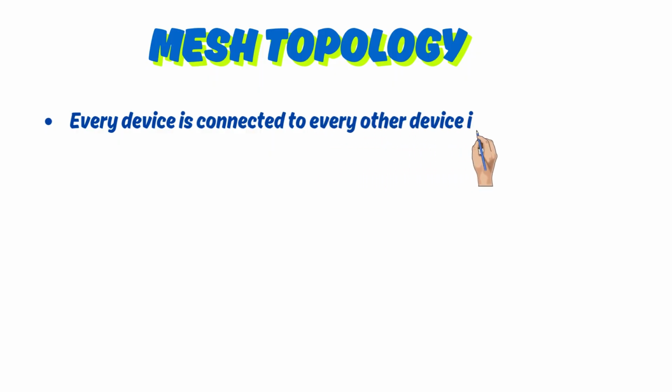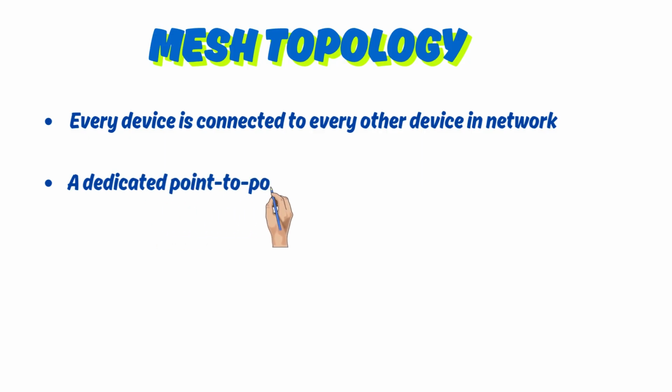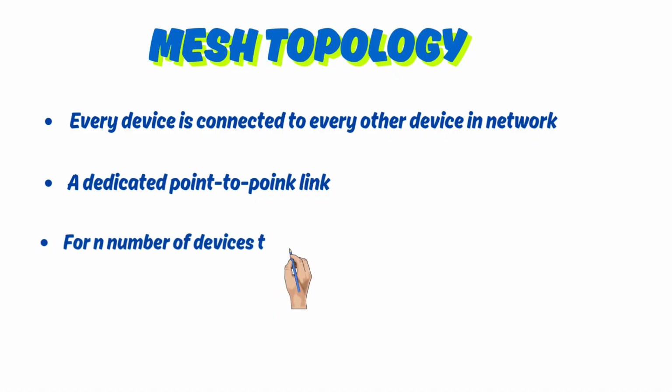A mesh topology is a type of network arrangement where every device is connected to every other device in the network. There is a dedicated point-to-point link between any two devices in the network. It means that this link can only be used by those two devices. For n number of devices, there are n-1 links or connections for each device.